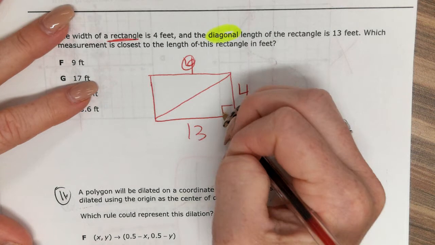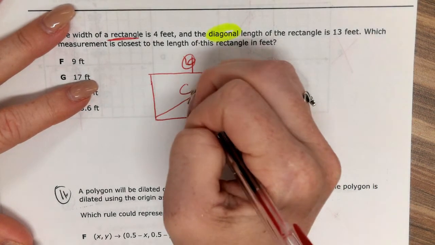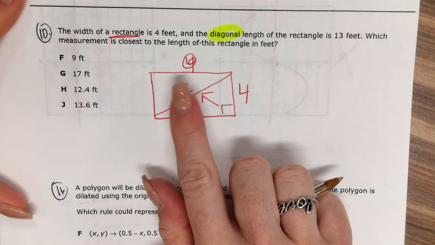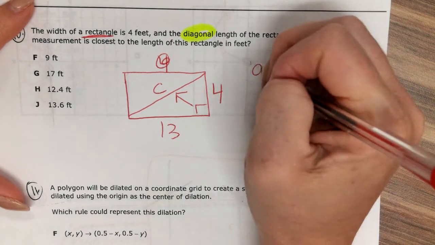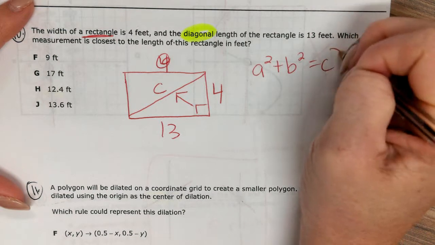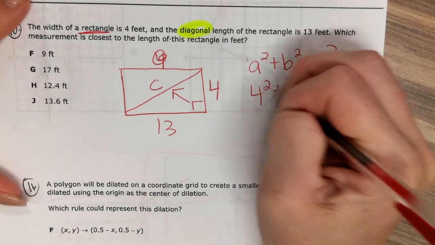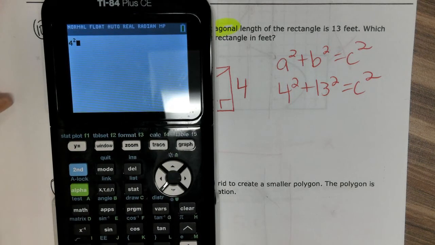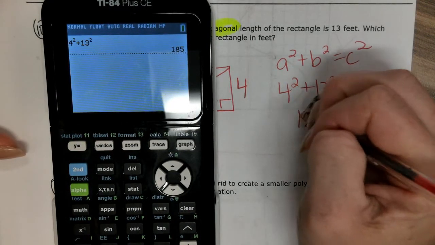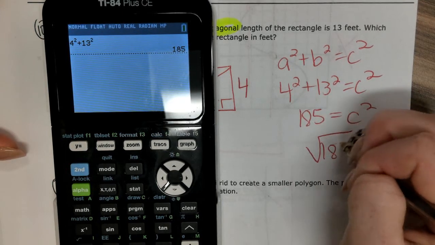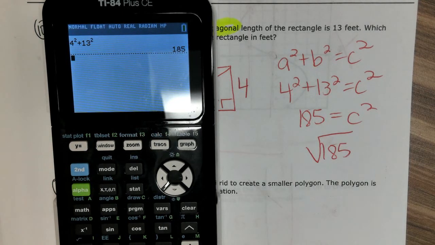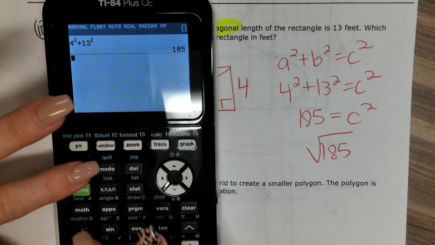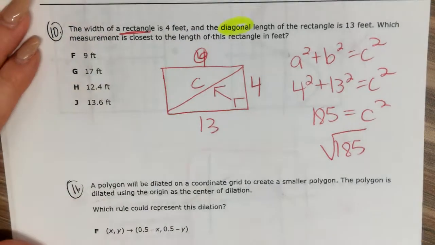A right triangle. And I'm solving for side. What am I solving for? Side C. So I do a squared plus b squared equals c squared. 4 squared plus 13 squared equals c squared. Do I add or subtract? Add. So here we go. 4 squared plus 13 squared is 185. What do I do to that answer? Square root it. You square root your answer. And I get 13.6.